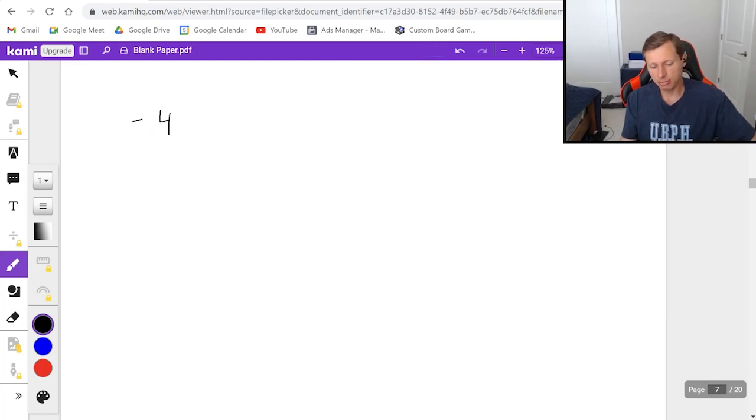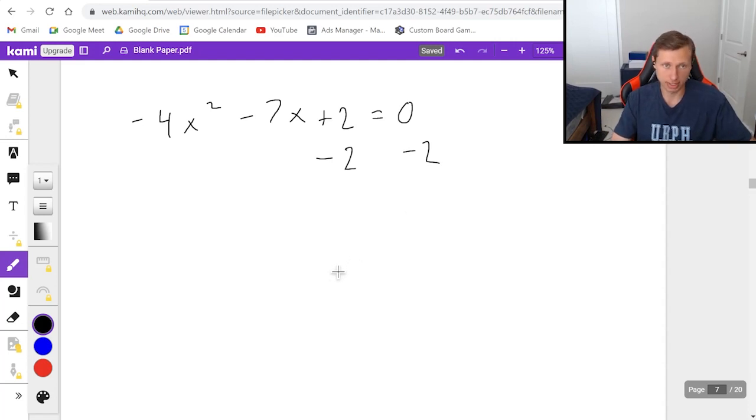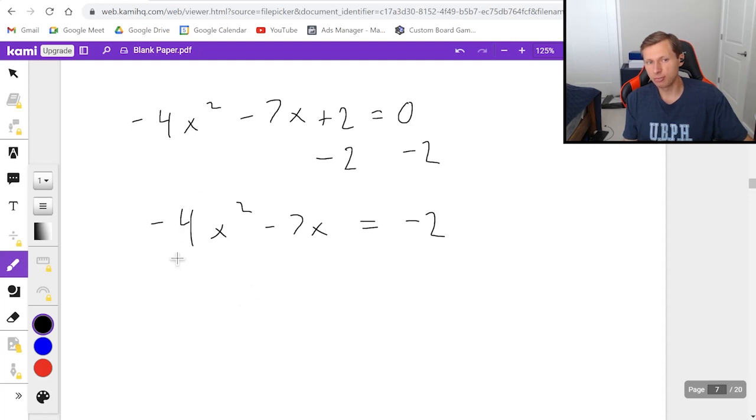It's negative 4x squared minus 7x plus 2 equals 0. Again, the first thing I'm going to do is move that 2 to the other side, because I know I'm going to do it eventually, which leaves me with negative 4x squared minus 7x equals negative 2. Now I need to factor out this negative 4 so that I can get back to a equals 1.